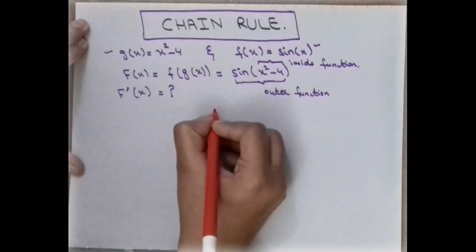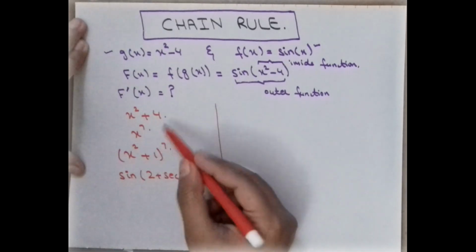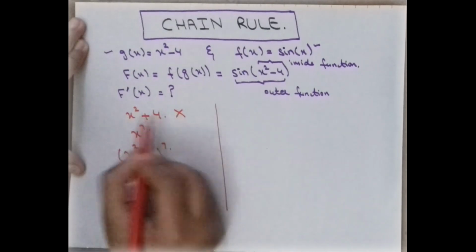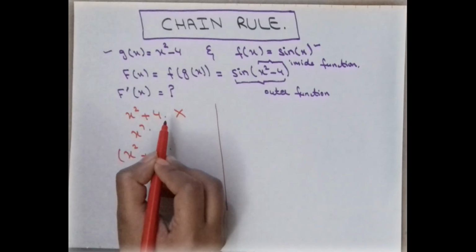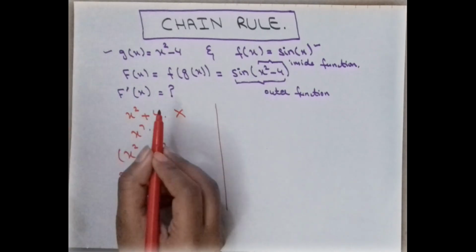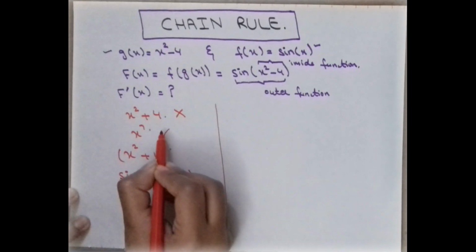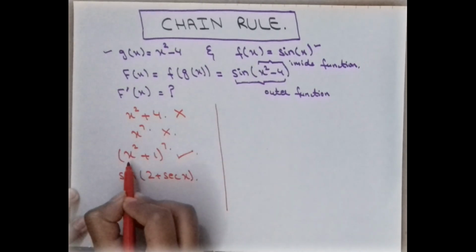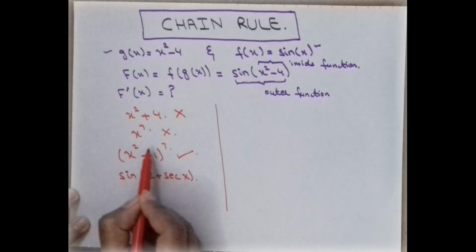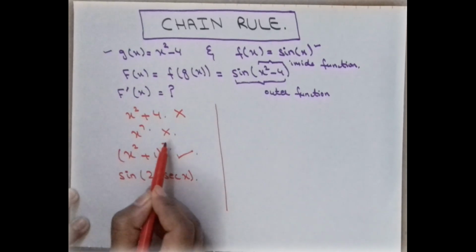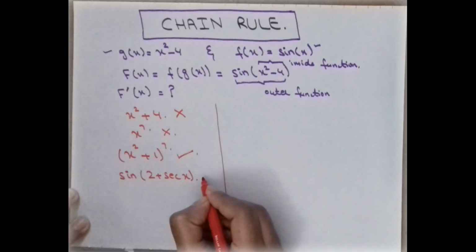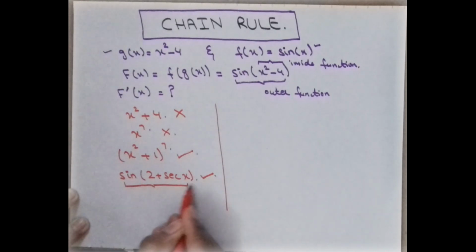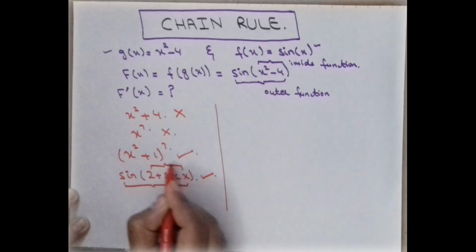In what situations do we apply the chain rule? In these simple situations we do not need it, because it is not a composite function. But in this case we do need the chain rule, because x square plus 1 is the inner function and the whole power of 7 is the outer function. In this function too, the whole part is the outer function and this part is the inner function.